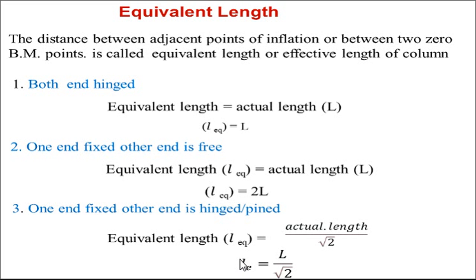So the second end condition is one end fixed, other end free. In that, equivalent length is equal to 2 times the actual length. So here, LE is equal to twice of L. Okay, so the equivalent length is double the actual length, right?